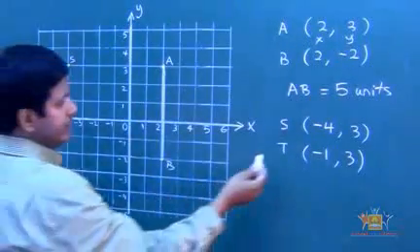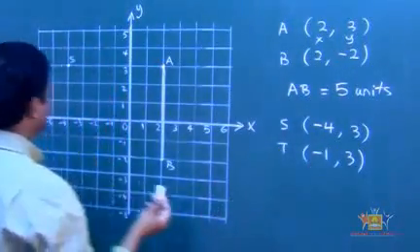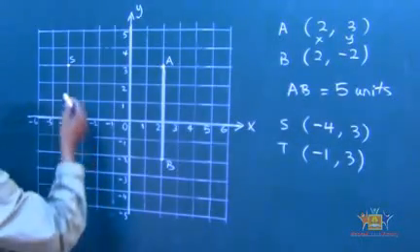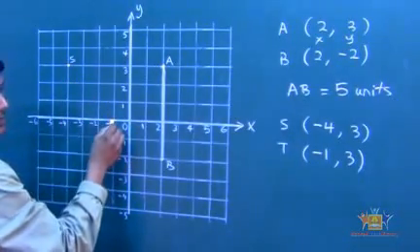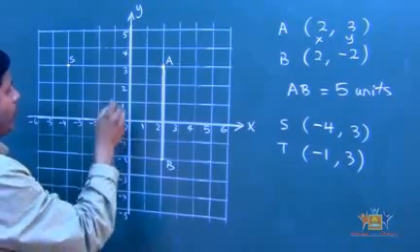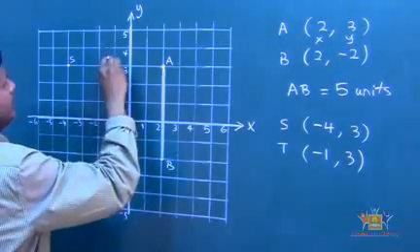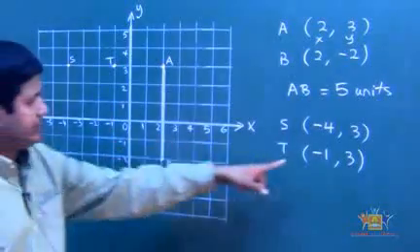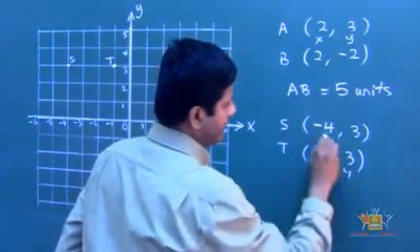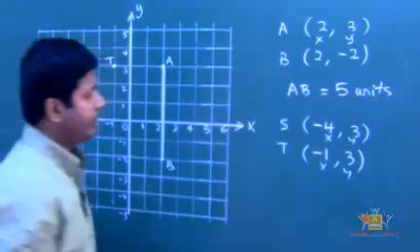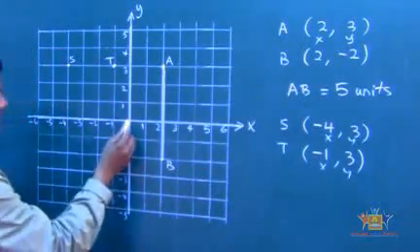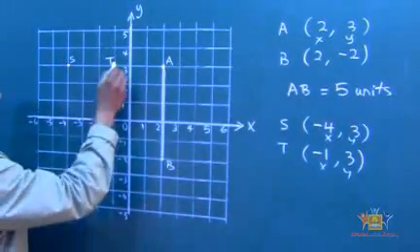And then T is -1. That means what? Exactly. -1 is right there. And then up by 3. 1, 2, 3. Right there. And that's going to be your T. Because this is X and this is Y, and we know that X is -1, it means left 1, up by 3.